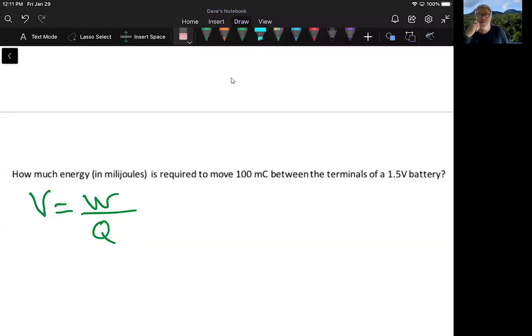So here's the problem. The question was asked, how much energy in millijoules is required to move 100 millicoulombs between the terminals of a 1.5 volt battery? Now, admittedly, this seems a little bit abstract in terms of us being able to touch and feel and see this, but it's really just trying to get us to understand these relationships with these fundamental equations with voltage and current. And one of those equations is in chapter 2, equation 2-3.